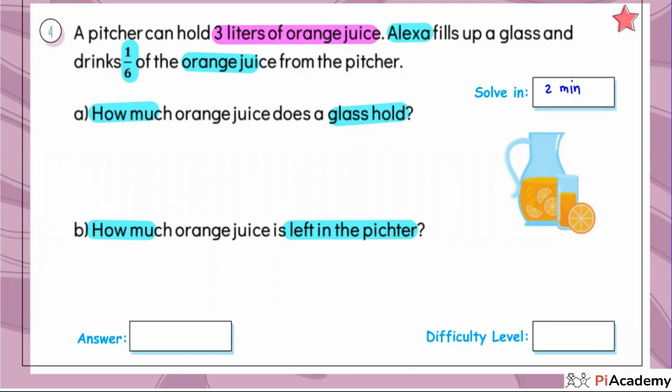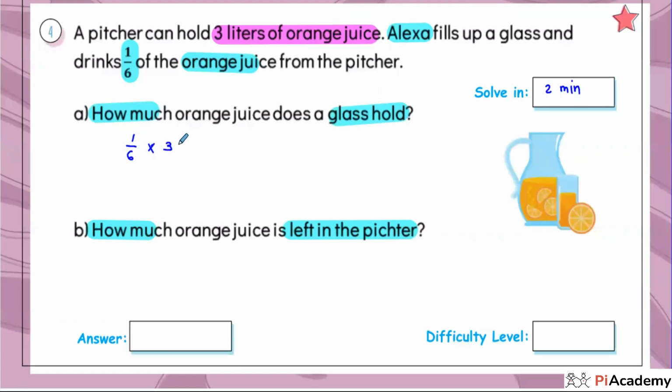Okay, so let's do this question. I am solving and you can check your answer. Let's start with this. How much orange juice does a glass hold? The first question is about how much the glass is holding, and it is very clear here. The glass can hold 1/6 of the orange juice. And how much is the orange juice? The orange juice is 3 liters, right? So 1/6 of 3 liters.